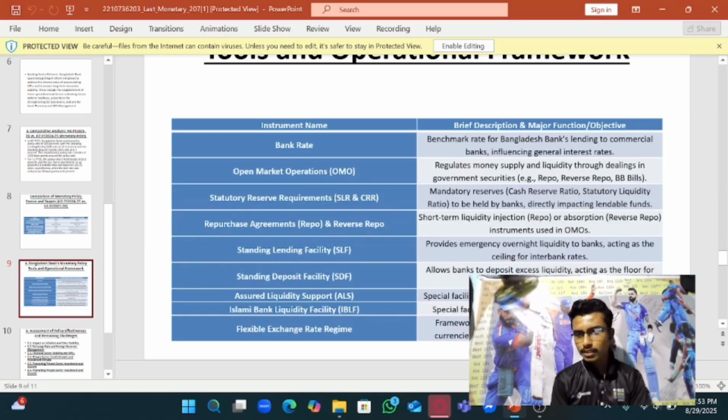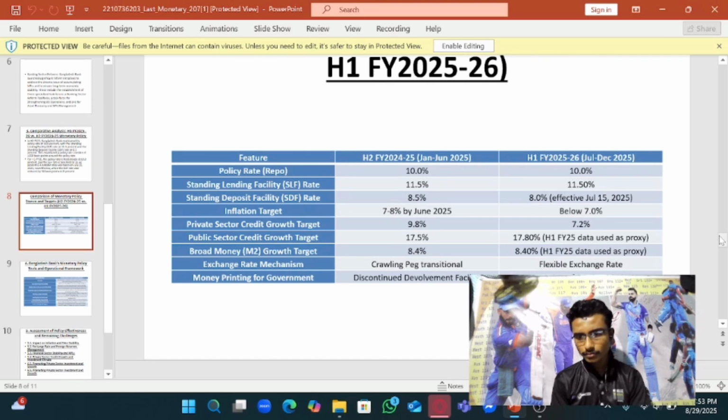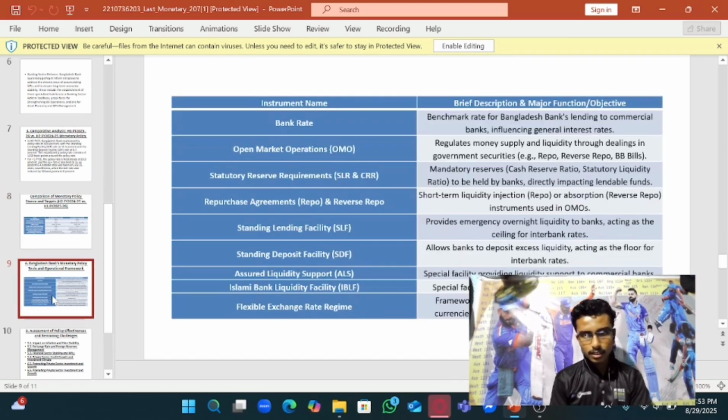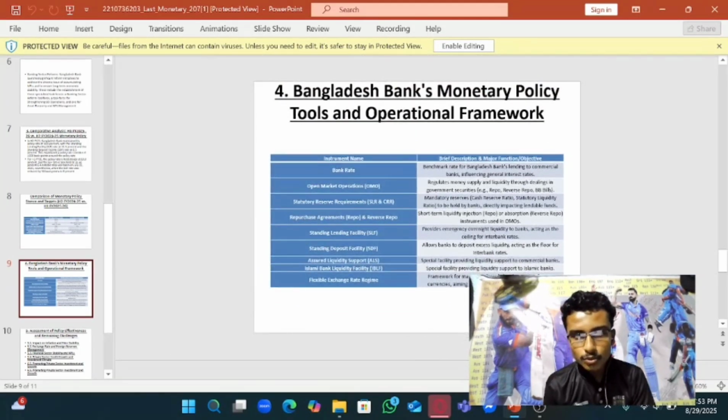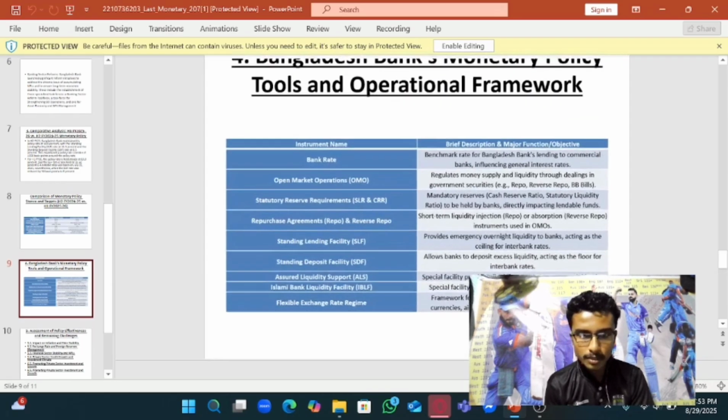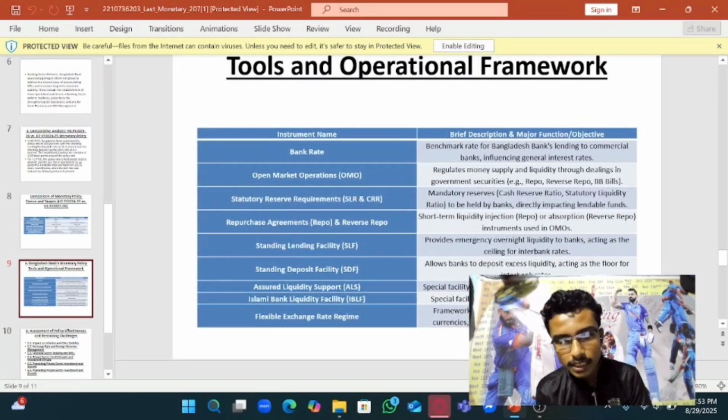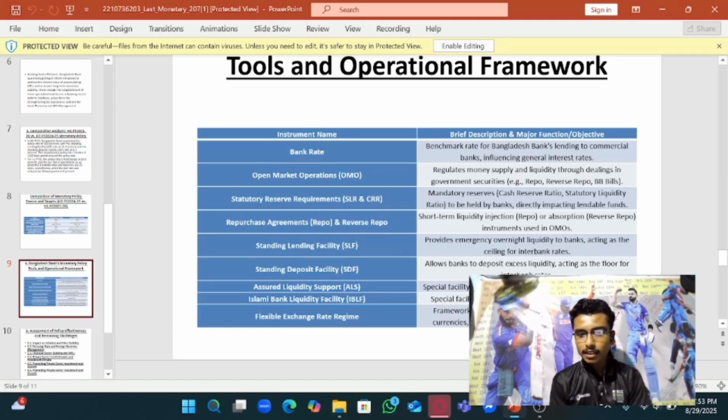Okay, let's move on to my next slide. Sorry, zoom out please. Okay, Bangladesh Bank's monetary policy tools and operational framework. Now let's zoom in. There are two category headings in my table, and this table is also mentioned in my assignment: instrument name and brief description, measure, function, objective. Bank rate is the benchmark rate for Bangladesh Bank lending to commercial banks and influencing the interest rate. Then open market operation, reserve requirements, repos, standing lending facility, standing deposit facility, and a flexible exchange rate.